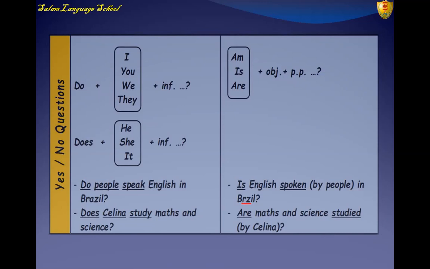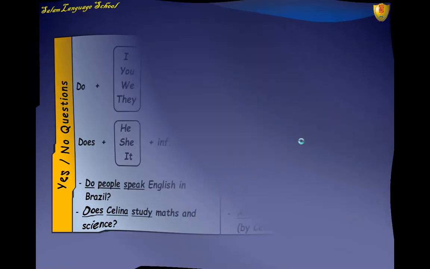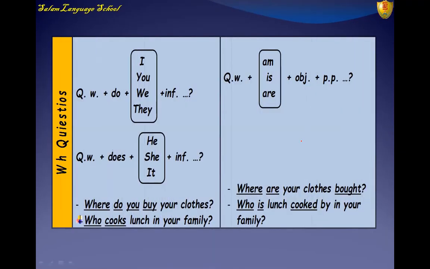Okay, the next table is about WH questions. In the active voice, we can ask like this form here: question word, like where, what, when, and so on, do or does, then the subject, then the infinitive. For example, where do you buy your clothes? Or who cooks lunch in your family?